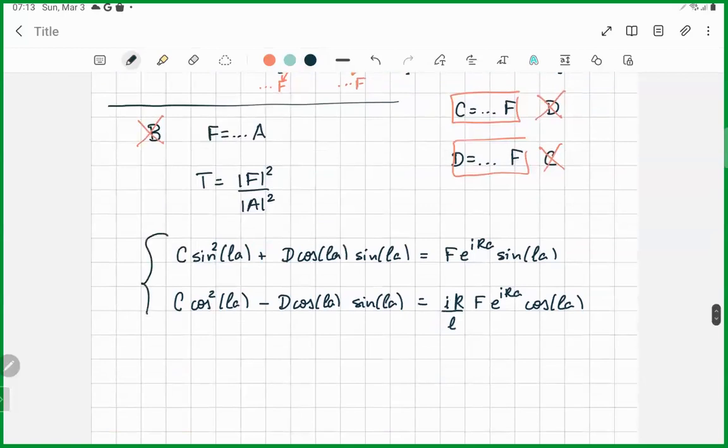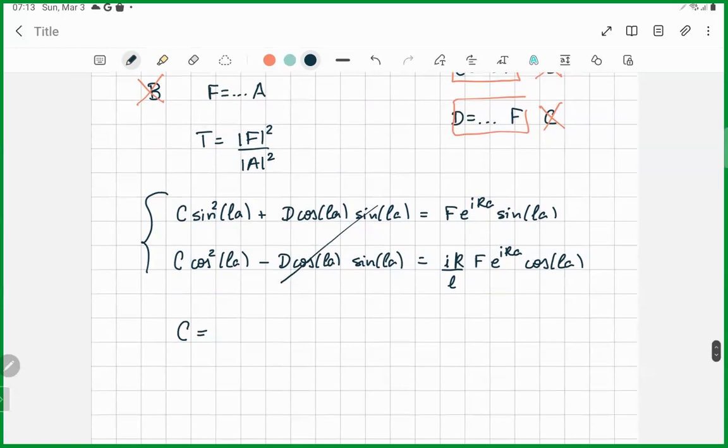Aha! So what do you see now? If I look at these two equations, if I add them, I get rid of the D as we wanted. Okay, perfect. So we have to isolate, and even better, now if you look at the sum of these two, cosine square plus sine square is 1. So beautiful. We arrive at C equal to, and the F on the other side, which is what we wanted. Now, C is equal to F IKA, which is in both terms, and then we have sine LA, and what else? We have this IK over L and the cosine.